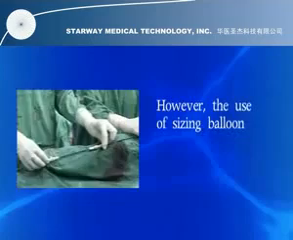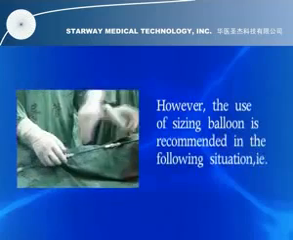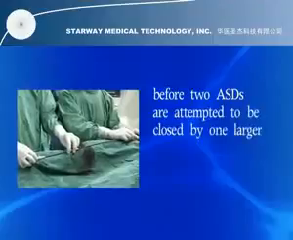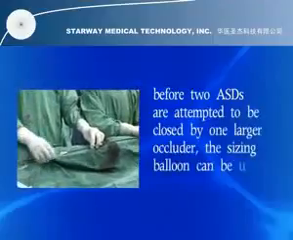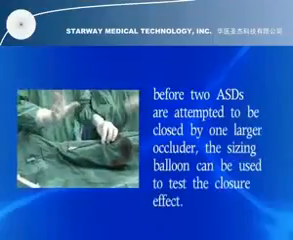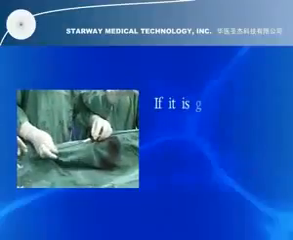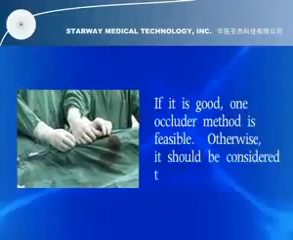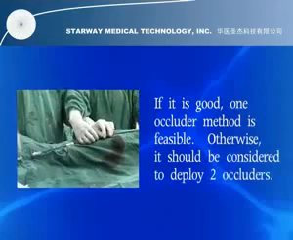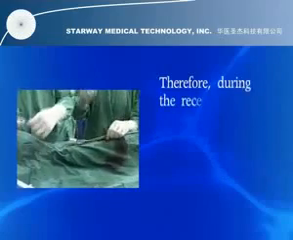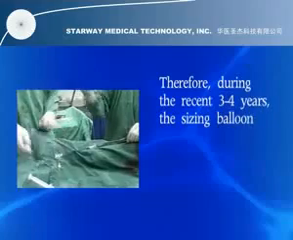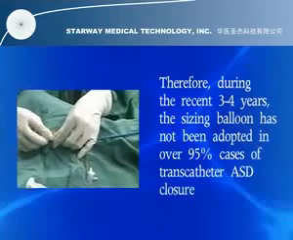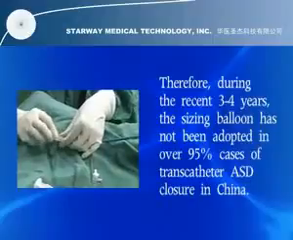However, the use of sizing balloon is recommended in the following situation. Before two ASDs are attempted to be closed by one larger occluder, the sizing balloon can be used to test the closure effect. If it is good, the one occluder method is feasible. Otherwise, it should be considered to deploy two occluders. Therefore, during the recent 3 to 4 years, the sizing balloon has not been adopted in over 95% of the cases of transcatheter ASD closure in China.